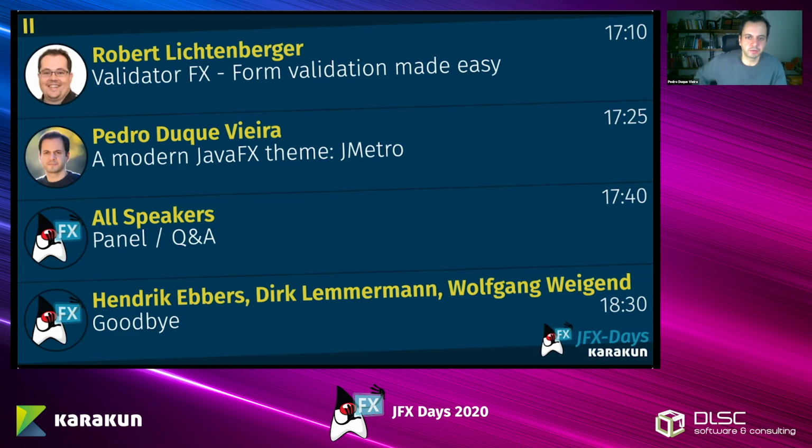So ideally, JMetro could also start being a user agent style sheet, so it would be easier to override the rules.